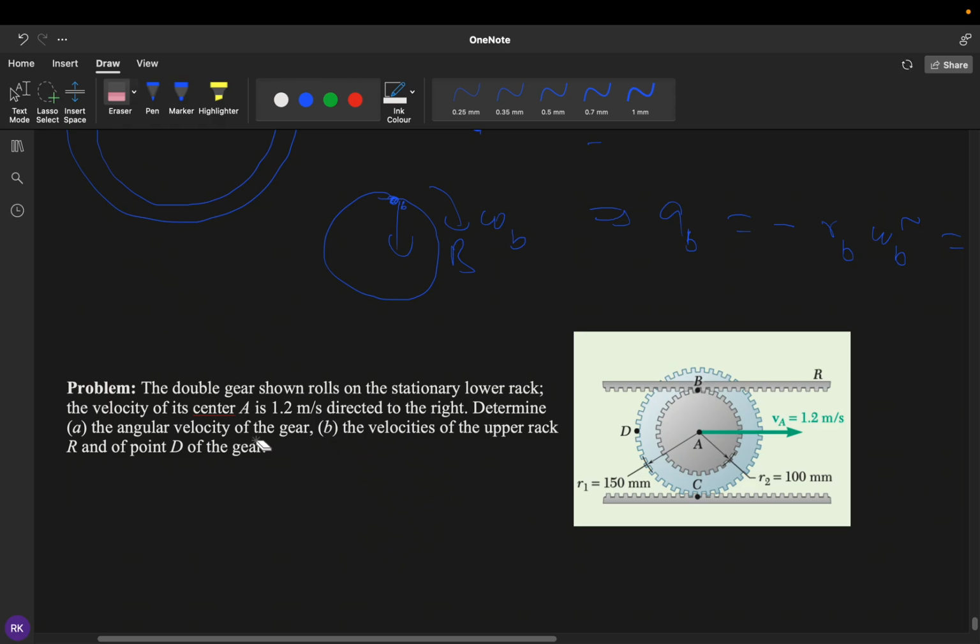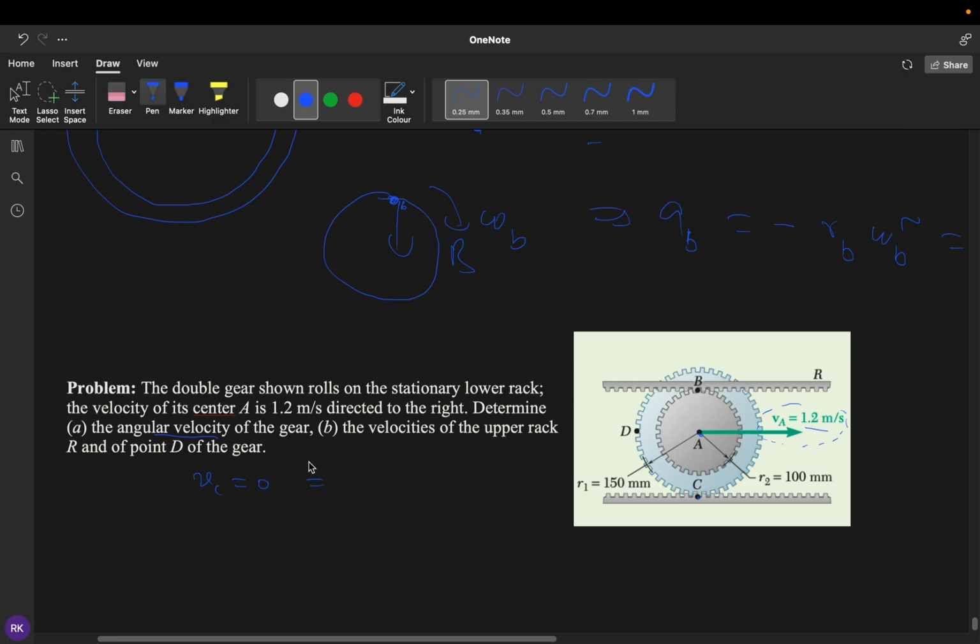Initially it is saying that the linear velocity of point A is this, and this rack is actually fixed, it is not moving. Now it is asking to determine the angular velocity. So we will again use the same expression for the velocity of point C with respect to point A, because it has given the value of A, so we can easily determine it. It is given that VC is 0.